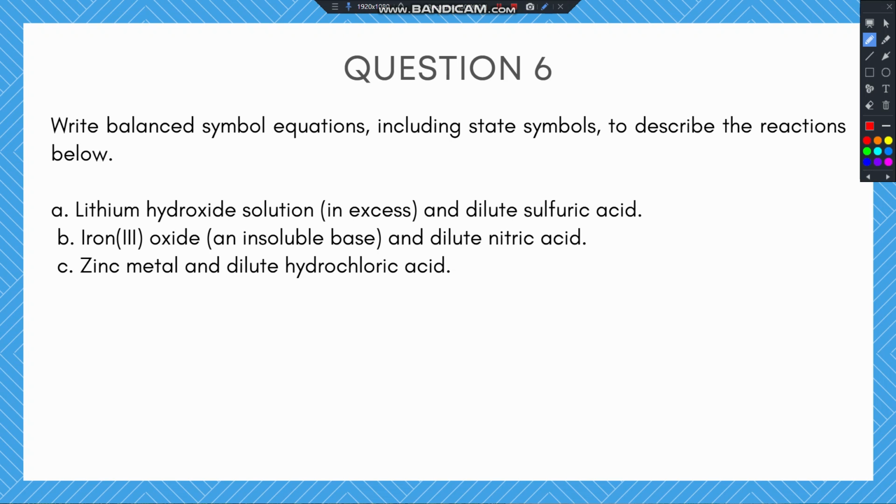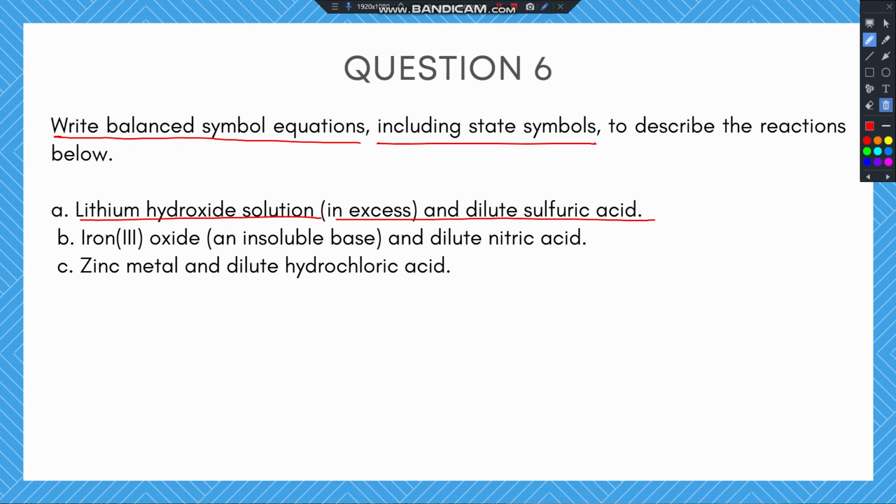Hello there, amazing people. We have a list of questions on the screen right now that we've been asked to do justice to. The question starts off by saying write balanced symbol equations, including state symbols, to describe the reactions below. Number one, lithium hydroxide solution in excess and dilute sulfuric acid.